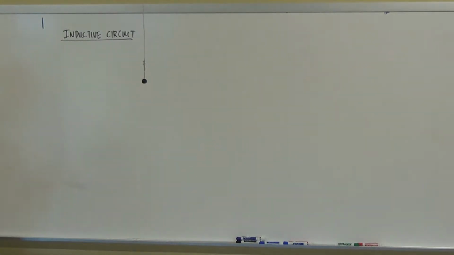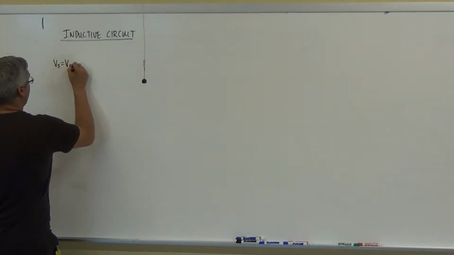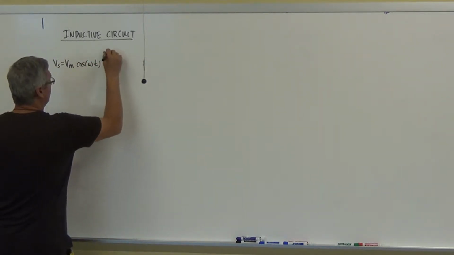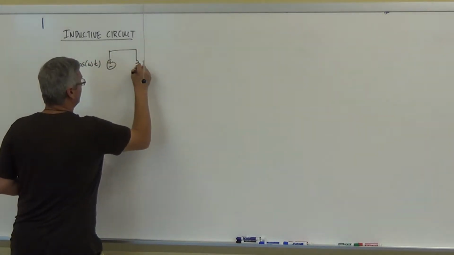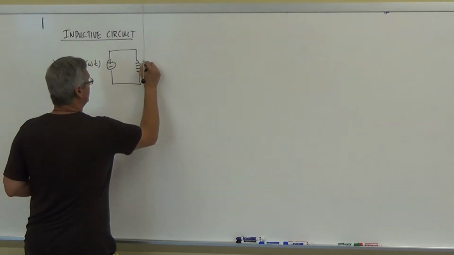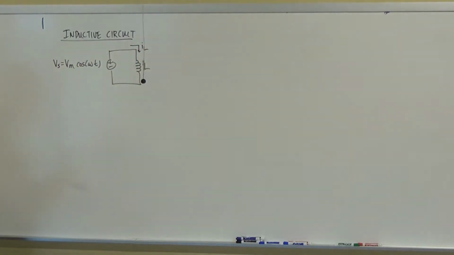So when you look at this inductive circuit here, here's what we have. I'm going to do the exact same thing now. So I'm going to have what? I'm going to have a source with an amplitude cosine omega t. Now I have my inductor here. And so what we typically think about in an inductor here is we talk about the current IL.